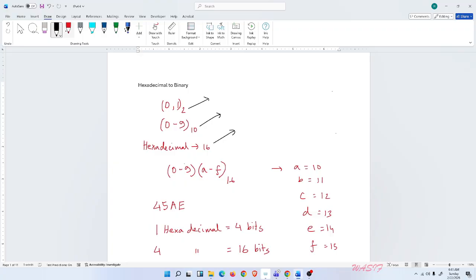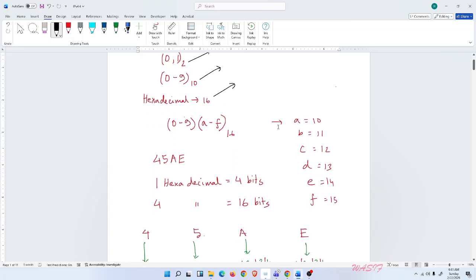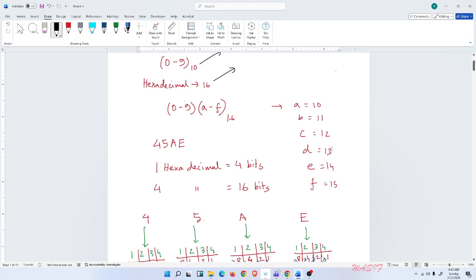Altogether 16. When you are doing the hexadecimal, the decimal value for A, B, C, D, E, F is 10, 11, 12, 13, 14, 15 respectively. This is something that you need to memorize. It is super easy, like 0 to 9, and after 9 A, B, C, D, 10, 11, 12, 13, 14, 15. Okay, now let us take a number 45AE.